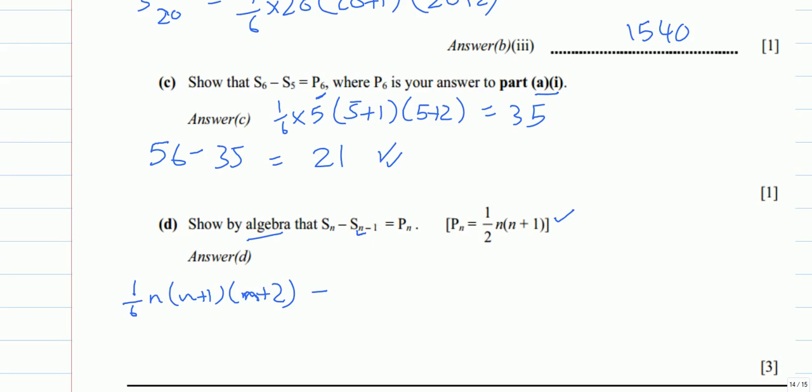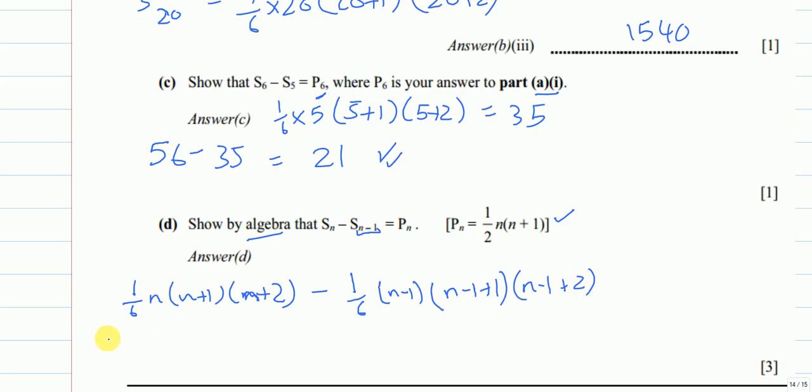So wherever I see n, I will replace it by n minus 1. So this will be 1 over 6. Now instead of n, I will write n minus 1. So the other one will be n plus 1, so instead of n, I will write n minus 1 plus 1, which will be n. And the other one, again instead of n I will write n minus 1. The other one was plus 2. So that's how our equation will be.